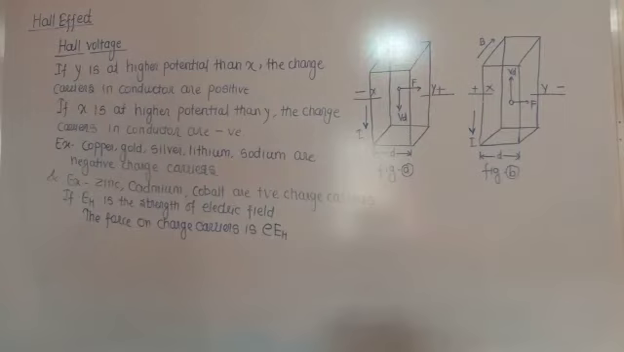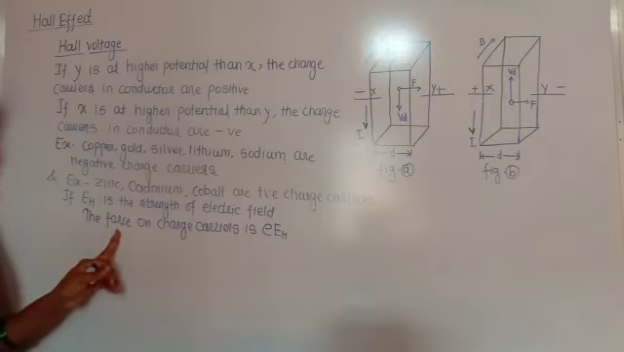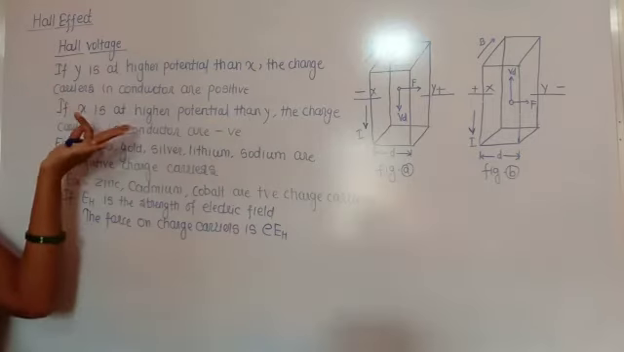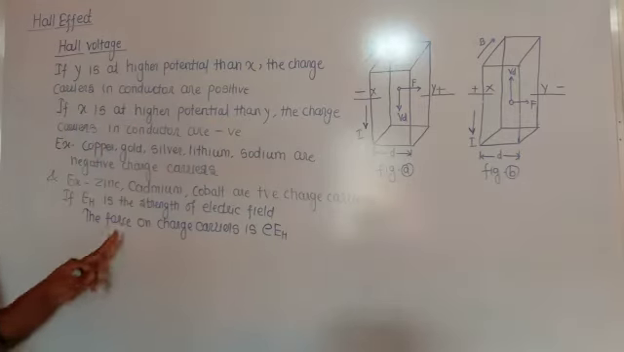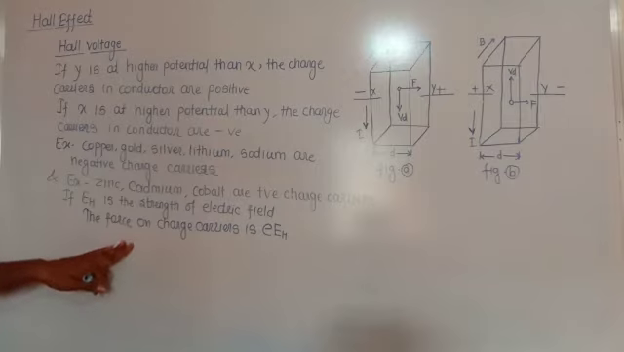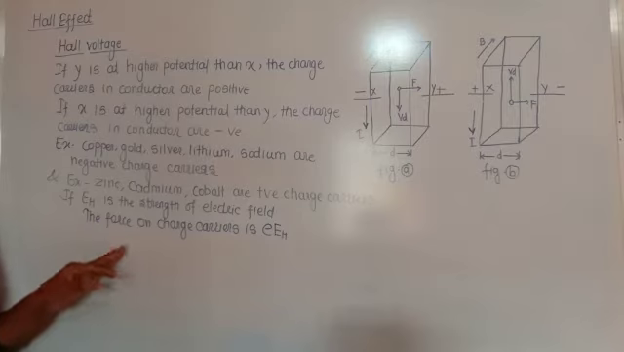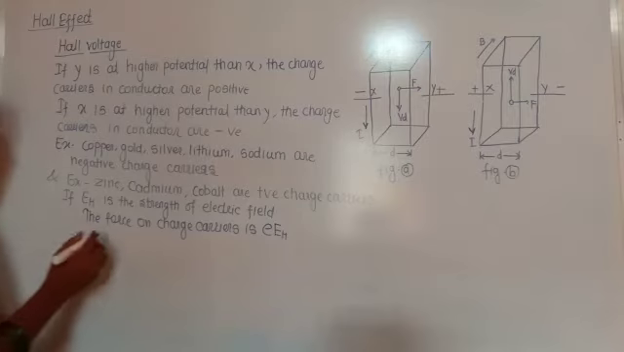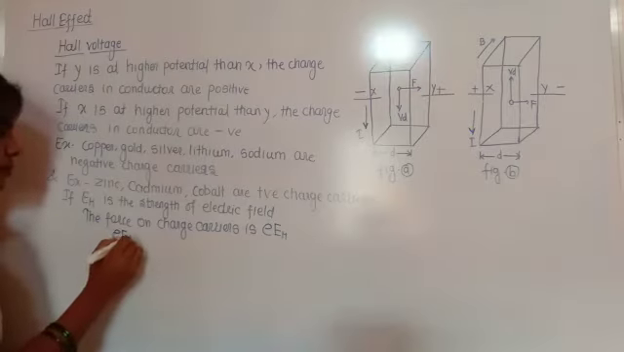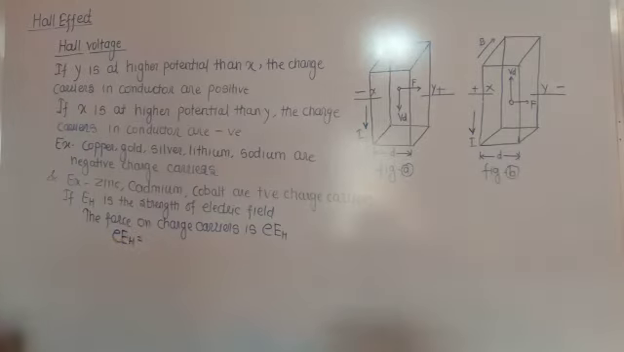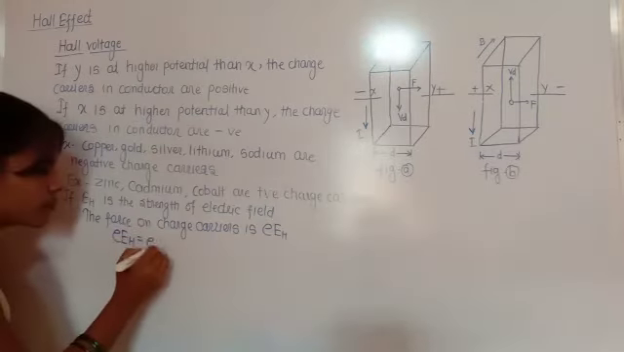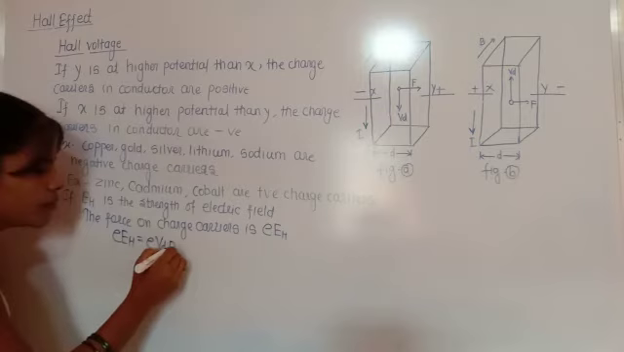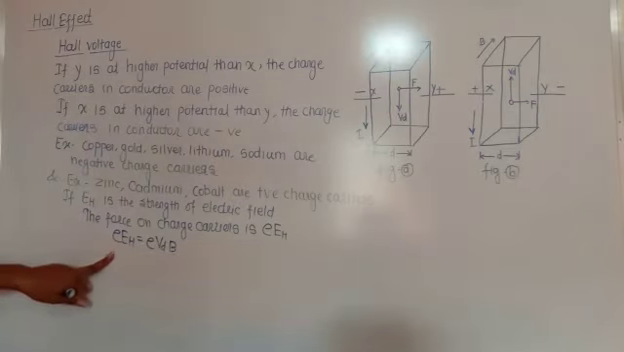So in the steady state, this must be the deflecting force acting sideways, and this force we already calculated in the previous class. Both the forces are the same, that is, in the steady state this must be the deflecting force acting on the charge carriers. So that means this EH is nothing but E into Vd into B. Okay, this is also the same.